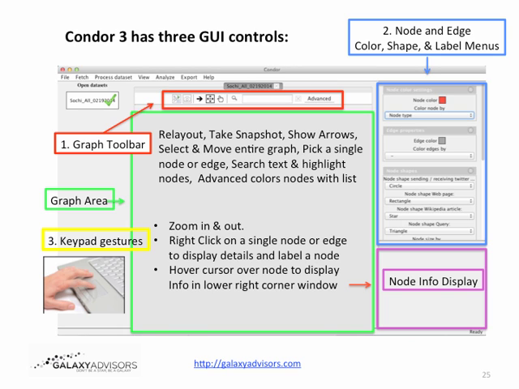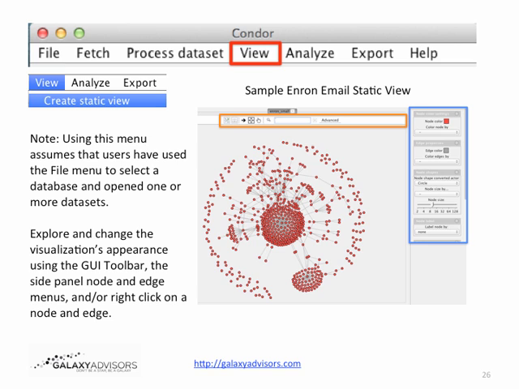The green area in the green box is the graph area. And then actually there's several keypad gestures that enable you to zoom in and out, right click on a node or edge to display the details and label a node. If you hover your cursor over a node, it displays info in the lower right corner window. So at a glance, these are the three graphical user controls that you use to navigate around your graph and visualization and annotate it.